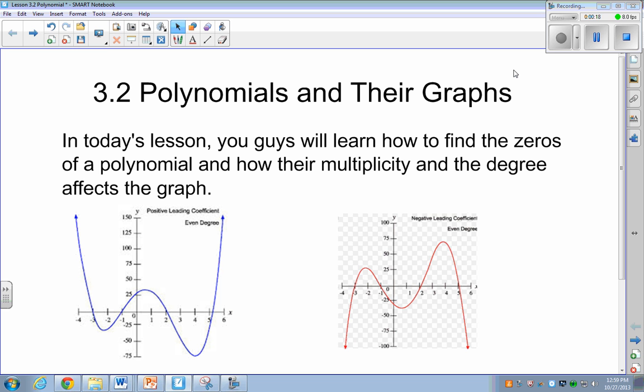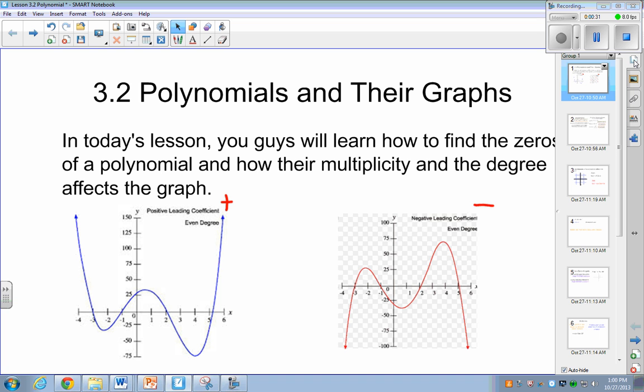And so here in this example, we're essentially looking at the same polynomial, except our leading coefficient here is positive and our leading coefficient here is negative. And we'll be looking at examples like that here in a second.